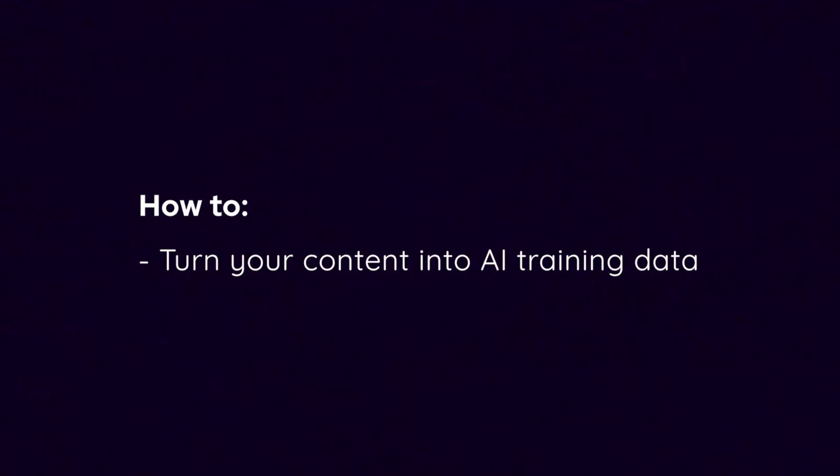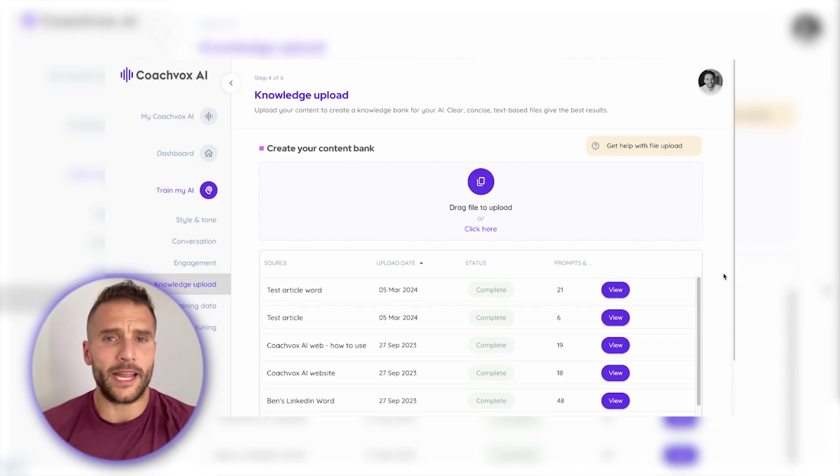My name's Ben, and in this one we're going to be looking at knowledge upload. That's how we turn your content into AI training data. Let's get started. So here we are in the knowledge upload training room. And what do we mean by knowledge upload? Well, essentially this is where we turn your content into all important AI training data. So when someone's interacting with your AI, it uses your knowledge in response.